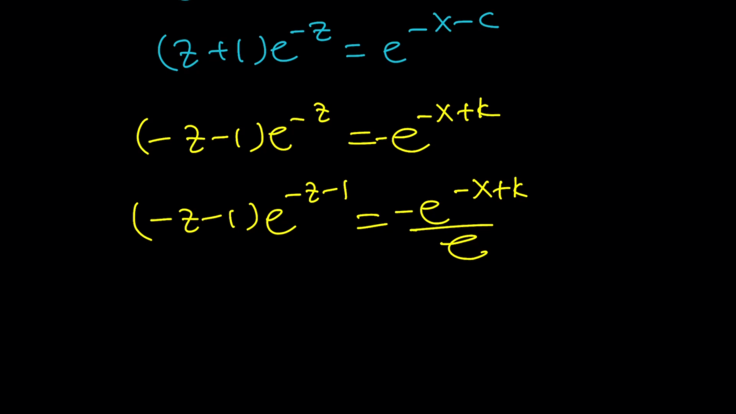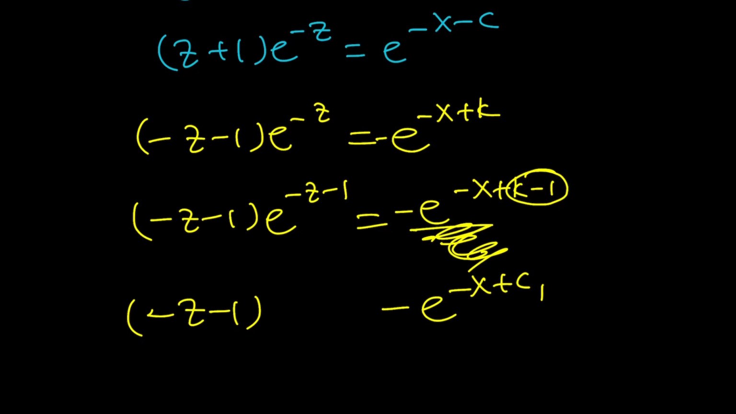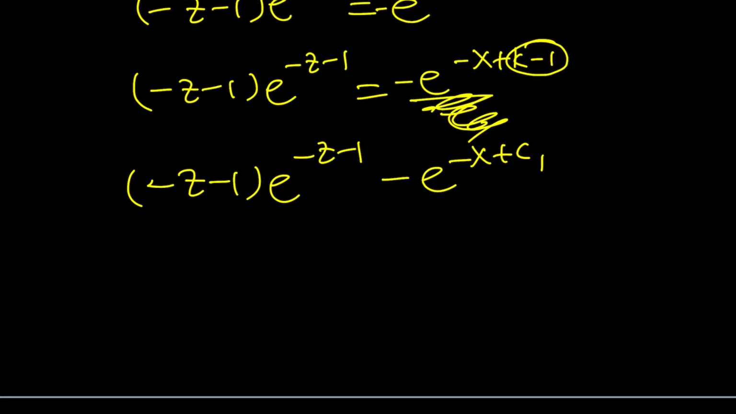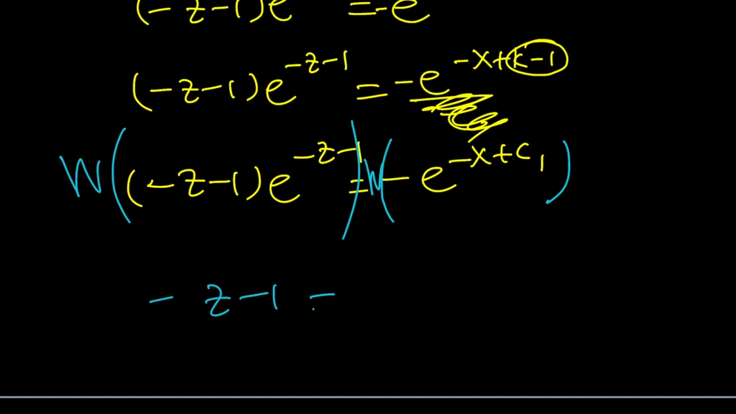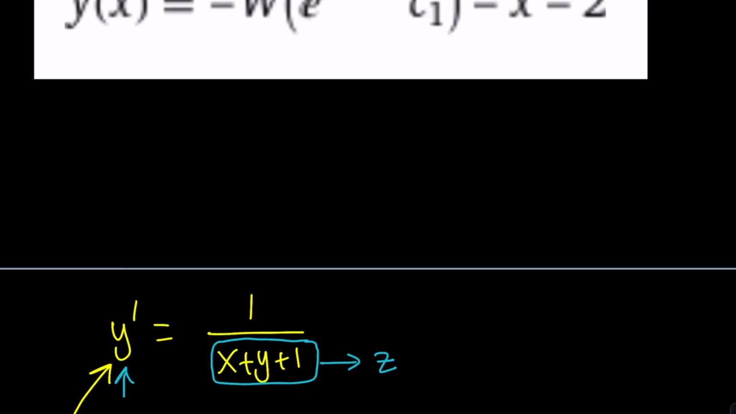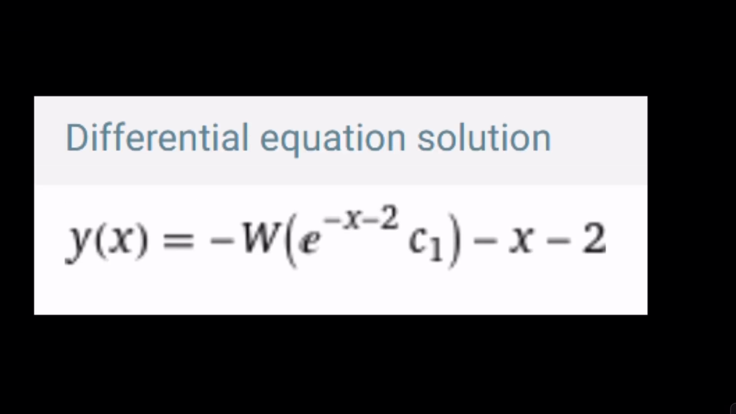But guess what? That's another constant. So we can also write it as something like e to the power negative x plus c sub 1. I'm just using a different letter every time because the constants are constantly changing, right? Okay, this is what we have so far, and now you can apply Lambert's W function on both sides, and yes, this is going to give you negative z minus 1 equals Lambert W function of negative e to the power negative x plus c sub 1, and then from here you can solve for z, and then you can solve for y. Which brings us to the solution from Wolfram Alpha with the weird looking stuff.